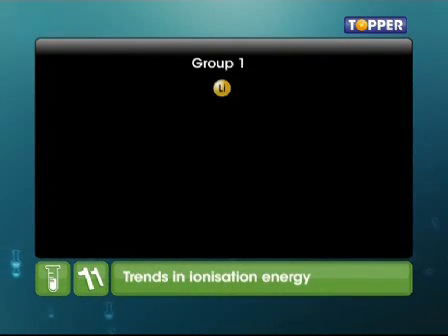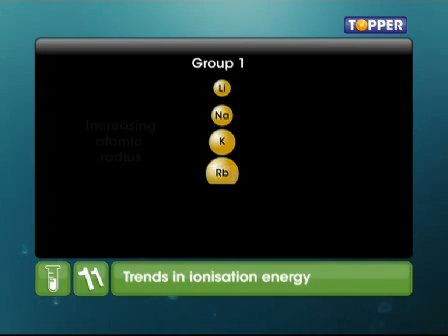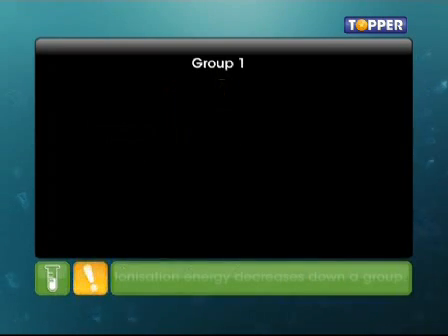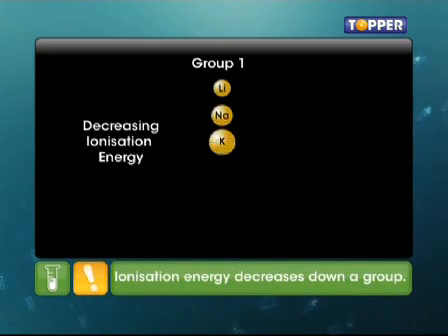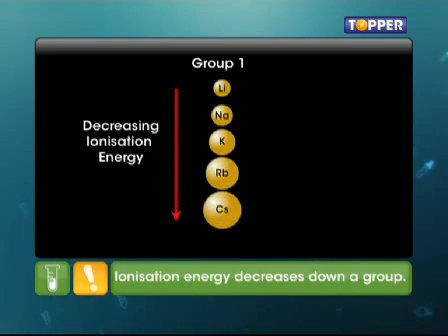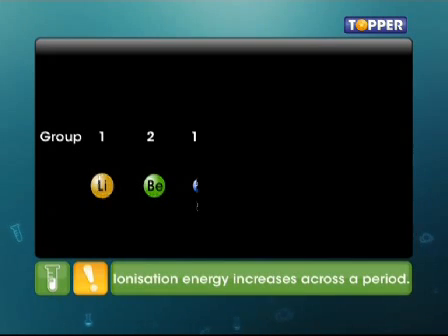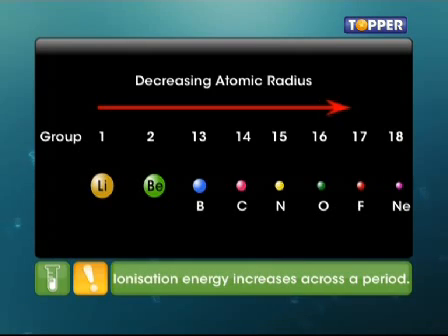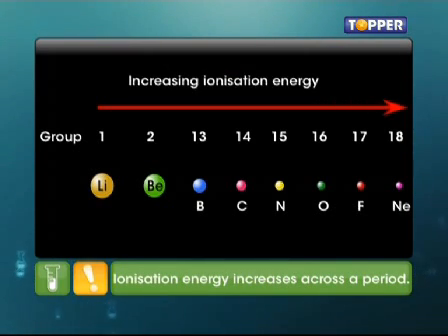When we move down a group, atomic size increases. So, less energy is required to remove the first electron as the valence electrons are farther away from the nucleus. This means that ionization energy decreases down a group. As one goes from left to right in a period, atomic radii decrease, effective charge increases and it gets harder to remove an electron. So ionization energy increases across a period.